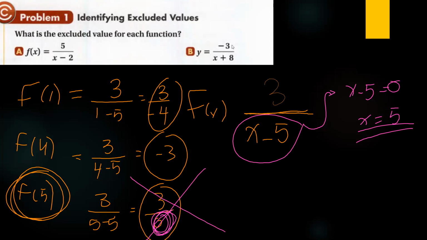To know which point is an excluded value, you have to find the zero of the denominator. If you find the zero of the denominator, you can find the excluded value. Is it clear? Yes, teacher.